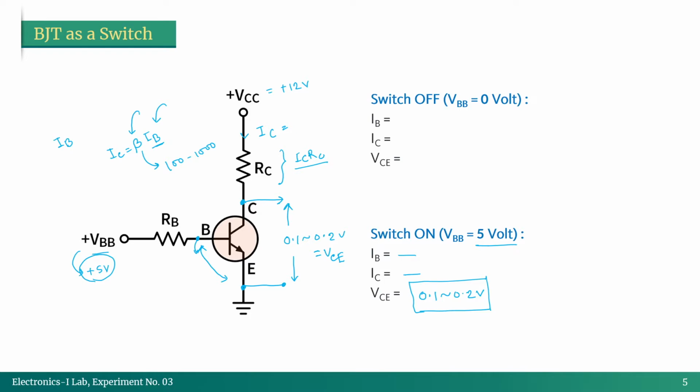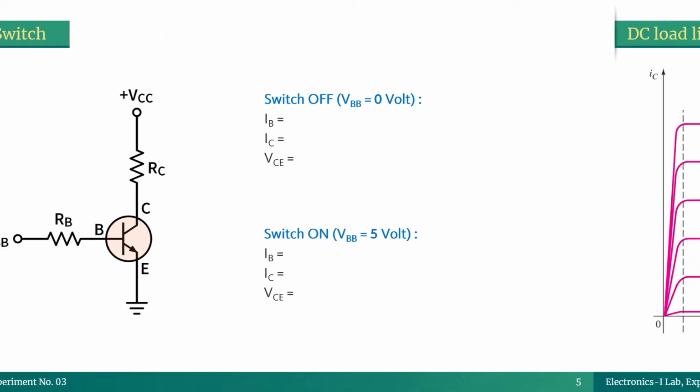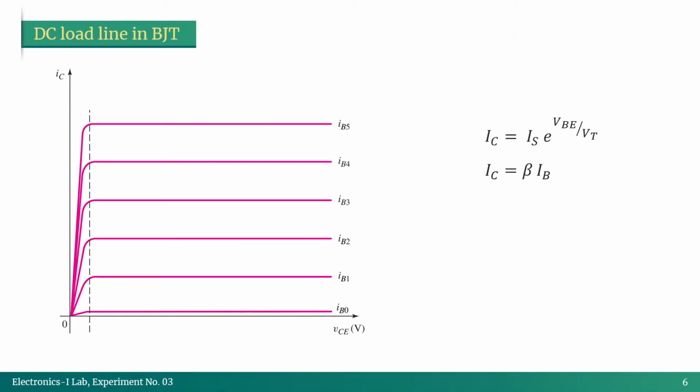But why are we finding all those values like IB, IC, VCE for each of these conditions when the switch is off and also when the switch is on? Why are we doing that? To understand that, we have to understand what is DC load line in BJT. So I think you have already seen this kind of graph, the IC versus VCE graph for BJT previously in your theory lecture. So this particular graph actually comes from these equations. So IC is equal to IS e to the power VBE by VT.